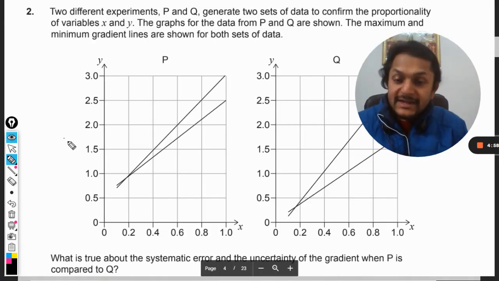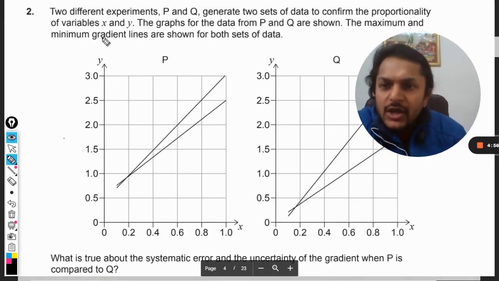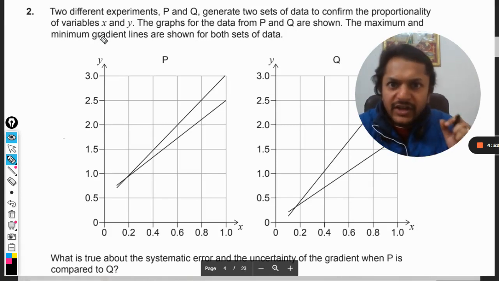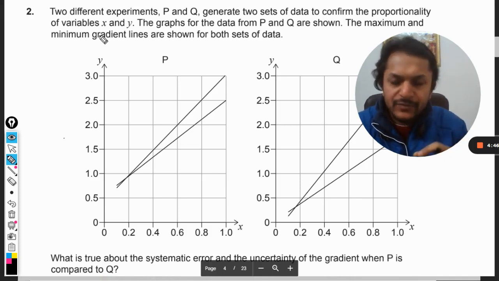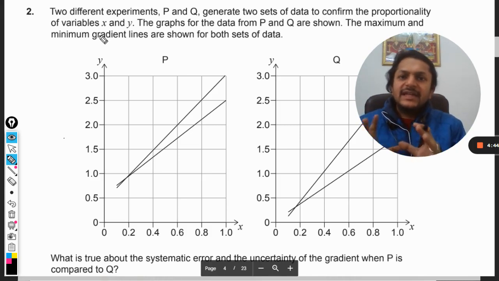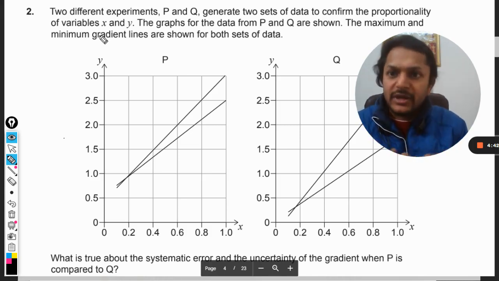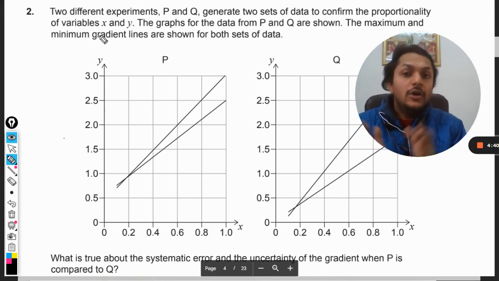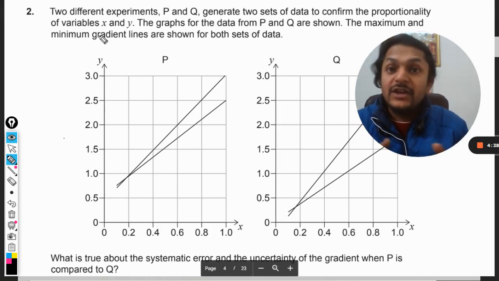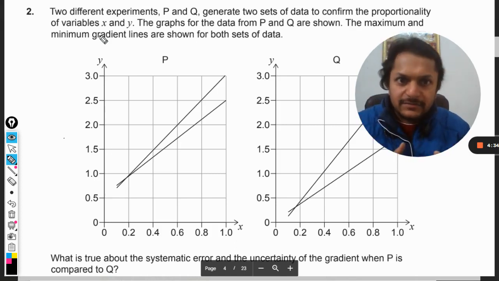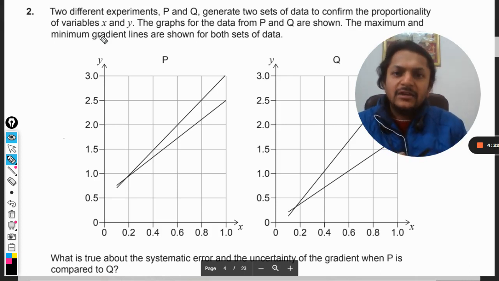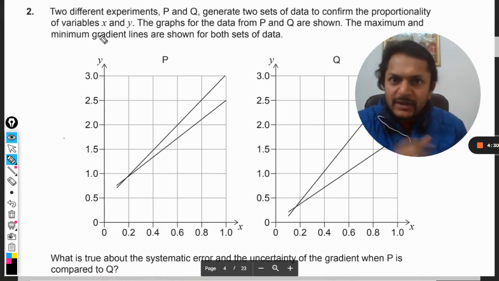Okay, dear students, let us see how to do this question now. Two different experiments, P and Q, generate two sets of data to confirm the proportionality of the variables x and y. Basically, this question talks about one particular experiment that we are performing. We are trying to find the relation between y and x. These are two different experiments that we have done.